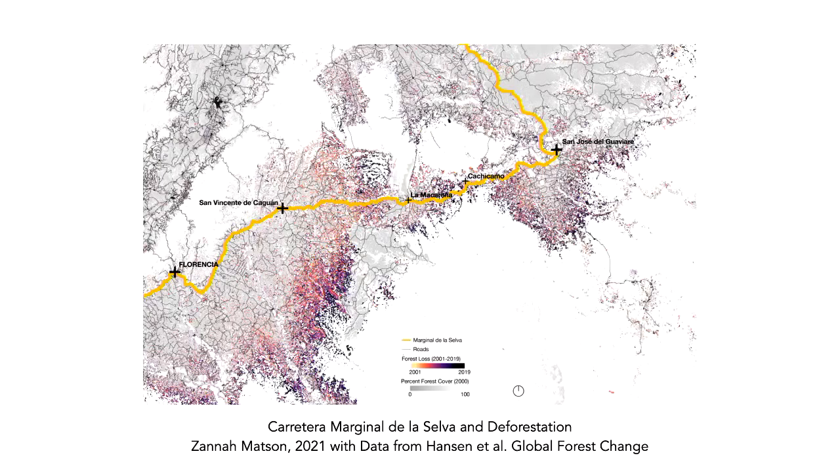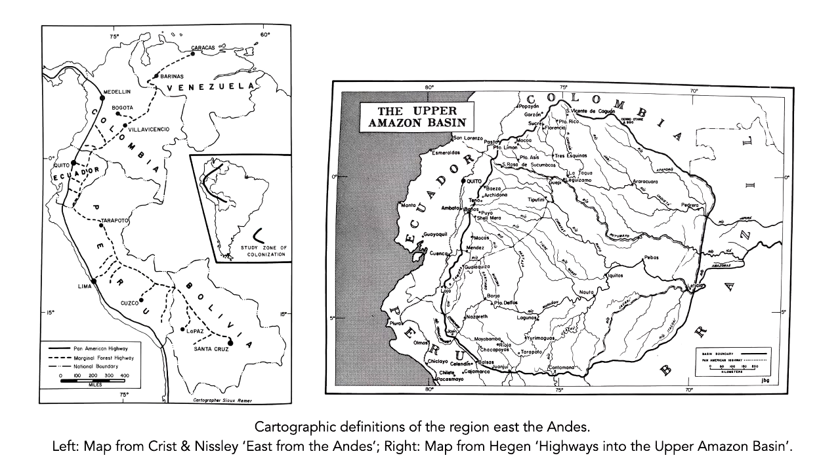How do these patterns of land speculation that are pretty intractable come to be? They were actually set in motion. It was 100% planned. So this isn't like, oh, how could we possibly be deforesting the region? It was 100% planned. A road was conceived of in 1963 as an international route to connect Venezuela to Bolivia through Colombia, Ecuador, and Peru. And the Marginal de la Selva in Colombia is this unfinished and contested road.